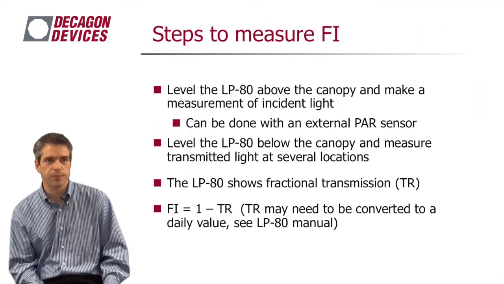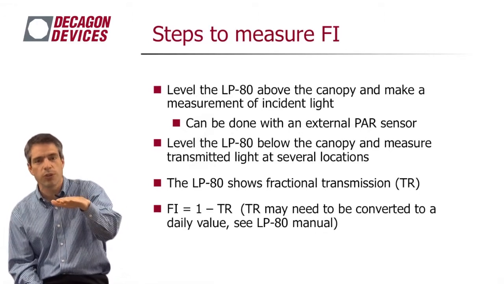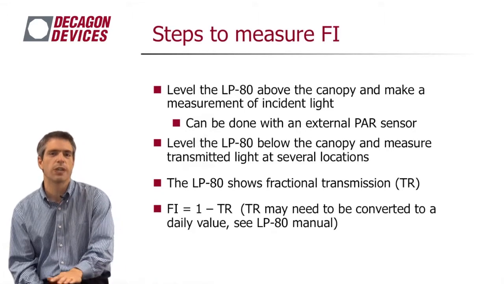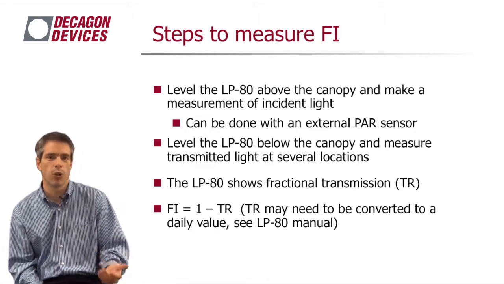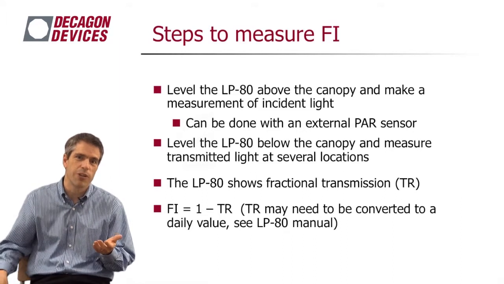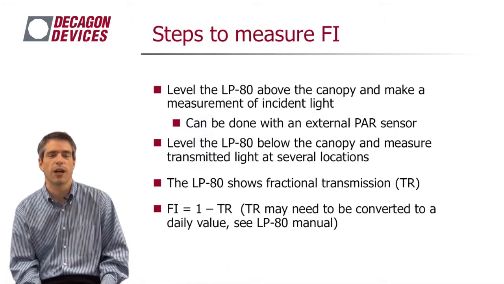So how's that done? Well, we either use an external radiation sensor above the canopy, or just put the LP80 above the canopy, take an incident radiation measurement, and then take many measurements leveled below the canopy in several locations to take the below canopy measurement. And the LP80 actually computes this TR value, or I often call it tau, this transmission coefficient below the canopy. Well, that's the radiation that is actually making it through the leaves to the ground. We still got to do a 1 minus that tau value to get this fraction of interception value.